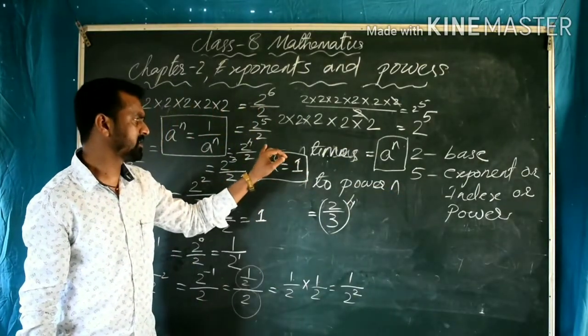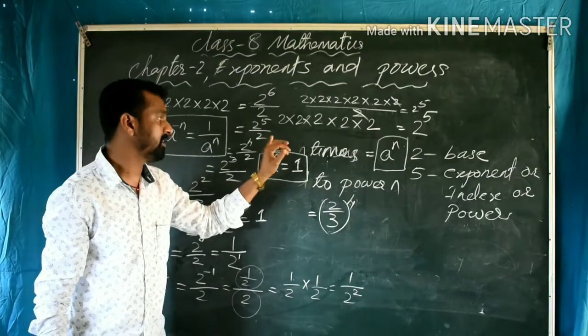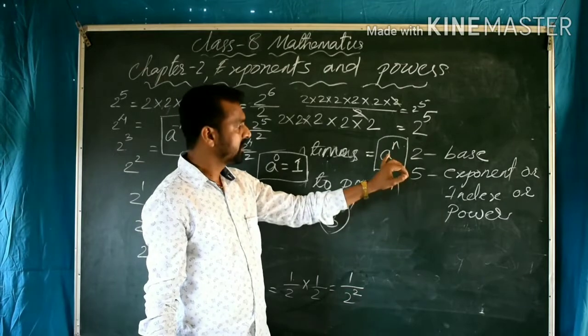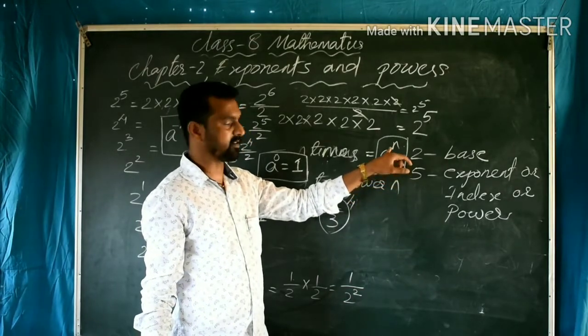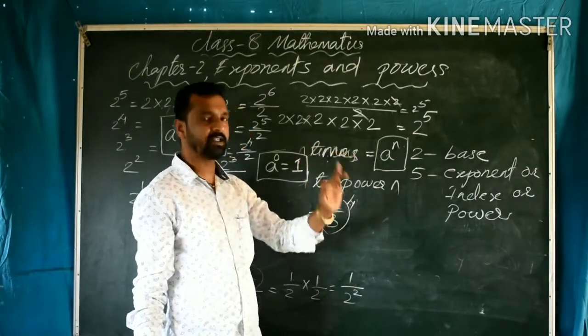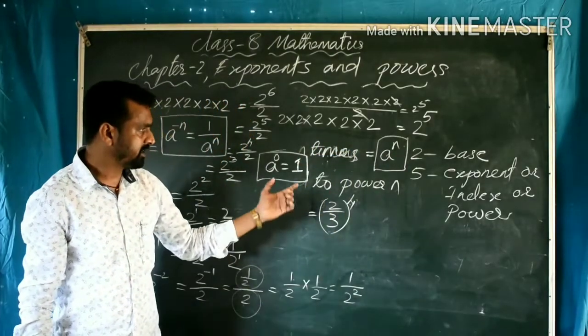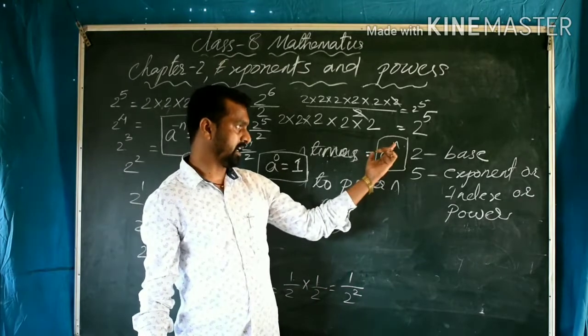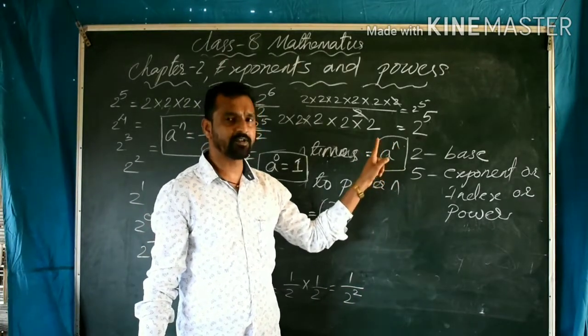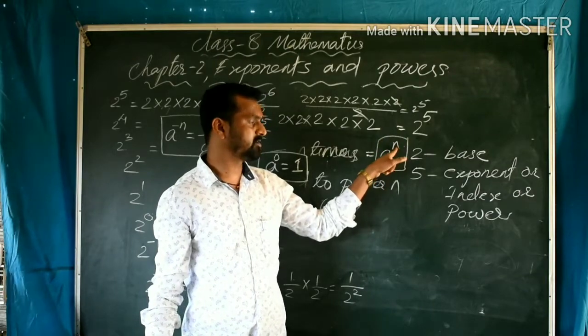So if a is multiplied n times, it will come a raised to n. A is multiplied by itself, so a is called the base, and n is the exponent because we have multiplied it n times. And it is read as a raised to the power n. In short form we read it as a raised to n.